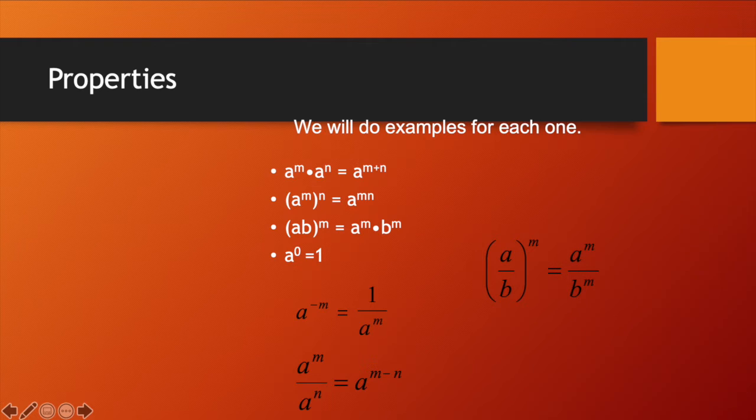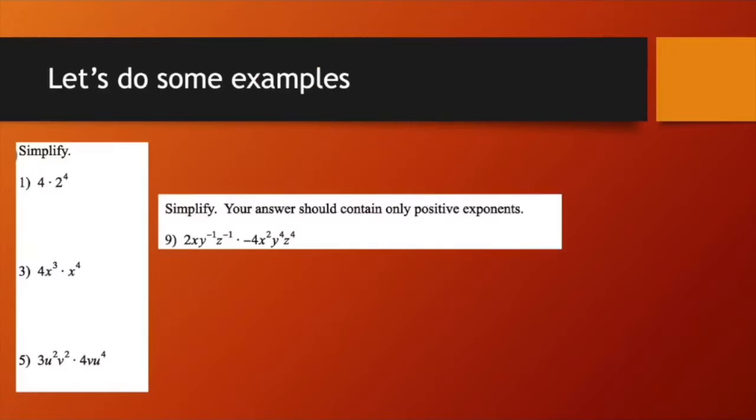This exponent is going to get distributed. Actually, it's the third one. It gets distributed to the top and the bottom. All right, let's do some together. We're going to do numbers 1, 3, 5, and 9 starting off with. Are we ready? Get it over with.